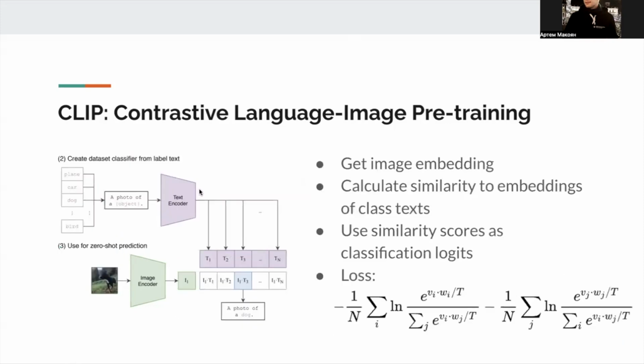What can we do with it? For example, if we have an image and we want to classify it, for example, as plane, car, dog, bird, we can put the image into the encoder and get its encoding. Then we take all the classes we want, encode them as "a photo of a car," "of a dog," and count the similarities and consider them as logits. So the probability of the class, something like this.